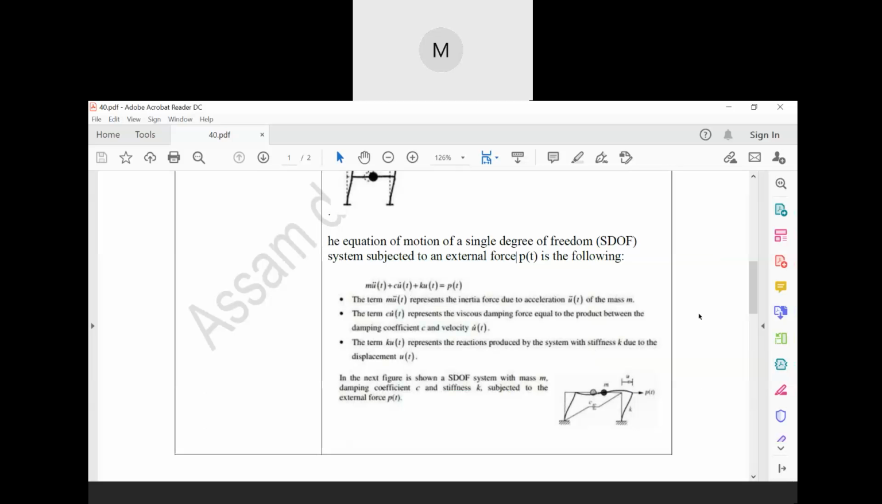The term m u double dot t represents the inertia force due to acceleration u double dot t of the mass m. Now this is known as the inertia force. Now c u dot t represents the damping force, which is equal to the product of damping coefficient and velocity. And k u represents the reaction produced by the system with stiffness k due to the displacement. That means there is a certain amount of displacement, so this k u represents that.